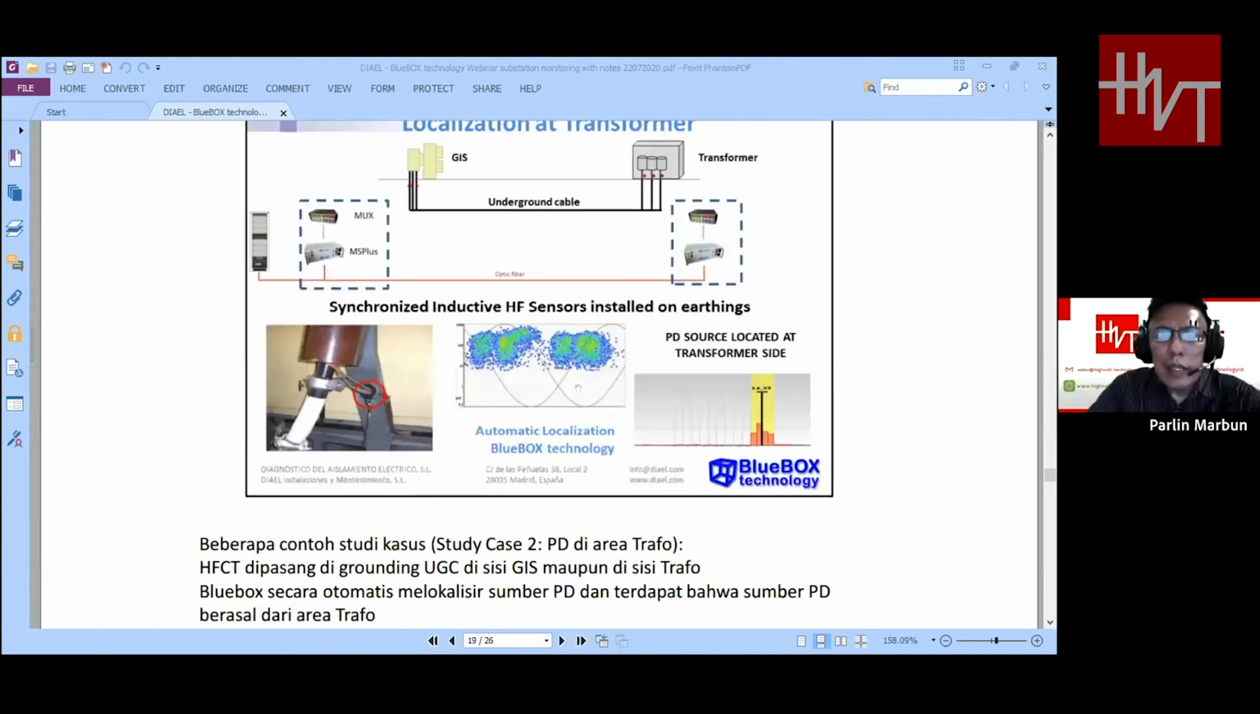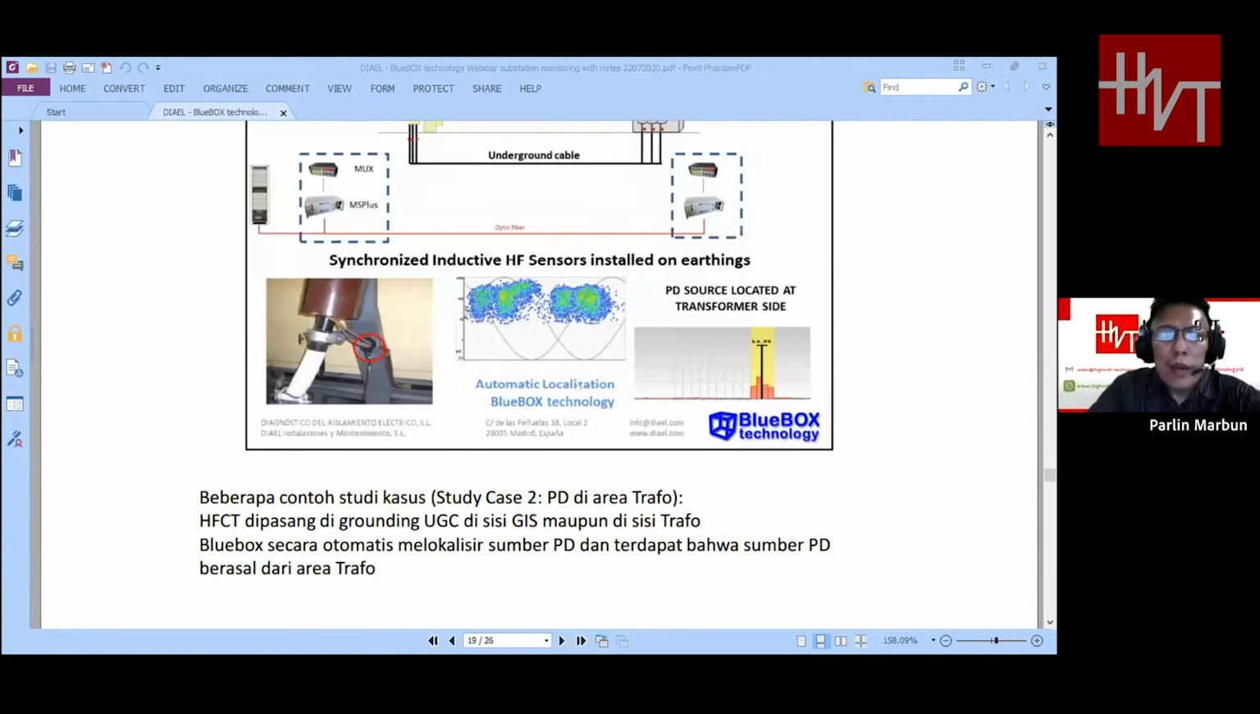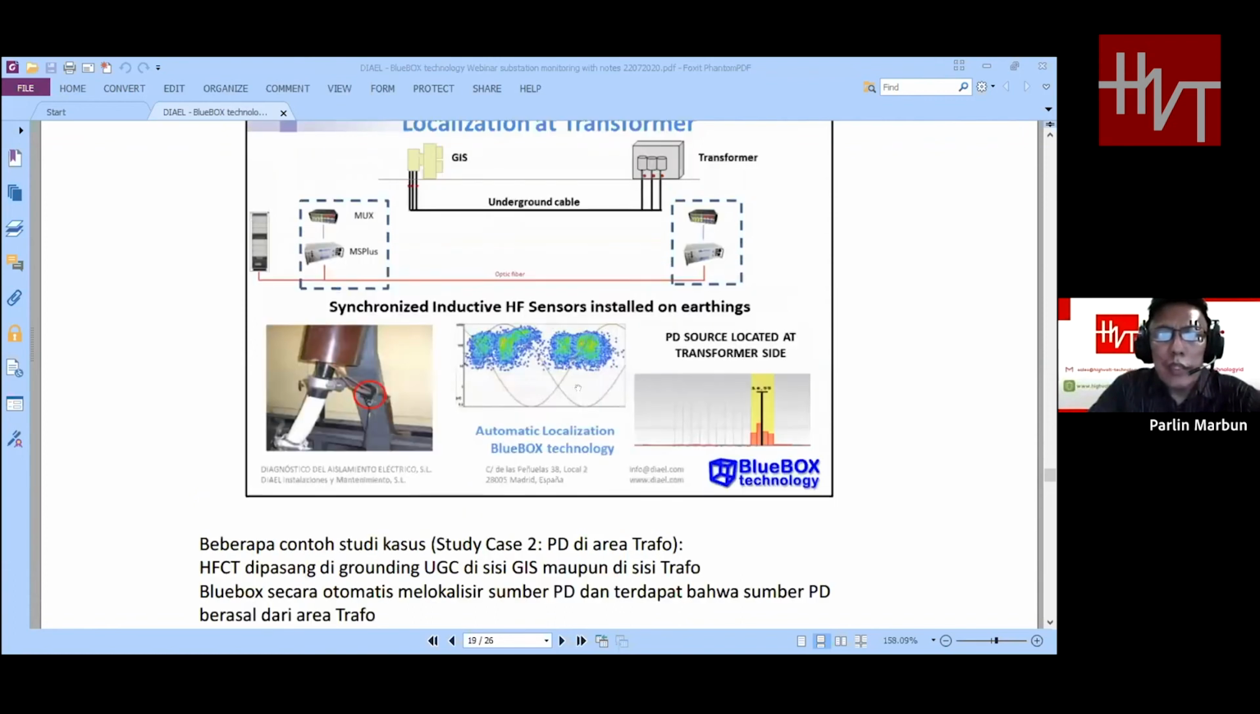Ini study case yang kedua, PD di area trafo. HFCT dipasang di grounding UGC di sisi GIS maupun di sisi trafo. Blue box secara otomatis melokalisir sumber PD dan terdapat bahwa sumber PD berasal dari area trafo. Jadi sensor dipasang di area GIS dan di area trafo. Kemudian measuring point akan mendeteksi dan hasilnya ditemukan ada PD source di area trafo.